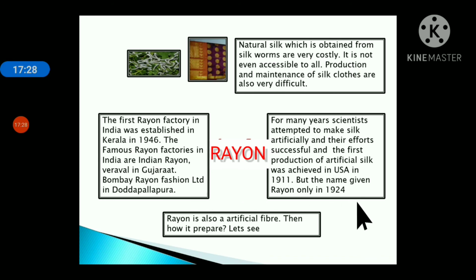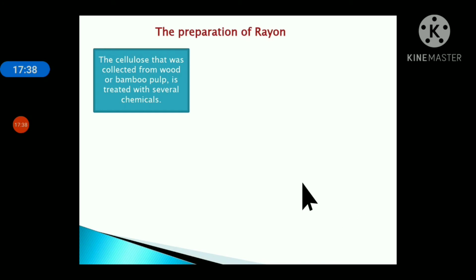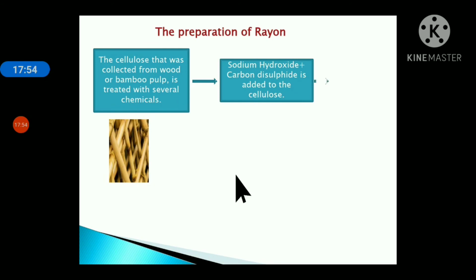So rayon is also an artificial fiber. Then how is it prepared? Let's see. The preparation of rayon: the cellulose collected from wood or bamboo pulp is treated with several chemicals. What is bamboo pulp? Do you know bamboo sticks? See here children, these are bamboo sticks. These bamboo sticks or wood or bamboo pulp are treated with several chemicals.